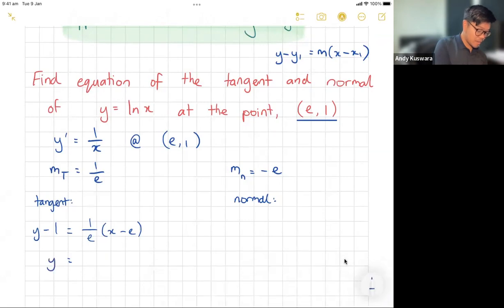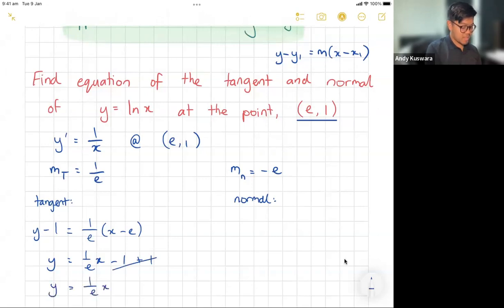So it's just going to be y equals 1 on e x minus 1, because 1 on e times negative e is just negative 1. And then also have that plus 1. So if you check that out, minus 1 and plus 1 cancel. Whoop, and you're left with y equals 1 on e x. That there's the equation of your tangent. Boom. It's just got a gradient of 1 over e.